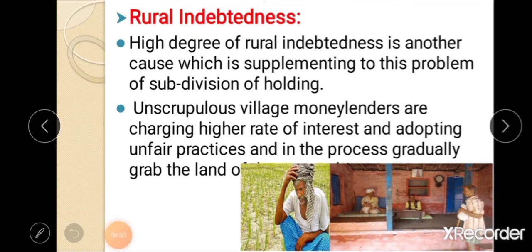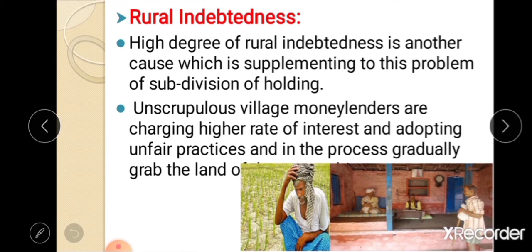Next factor, that is rural indebtedness. As we know, the major source of agricultural finance in village is the village money lender, and these village money lenders charge a higher interest rate for the money which they are lending to farmers, and for this lending of money they adopt malpractices or unfair means. In this process, sometimes there may be cheating with the farmer's land.